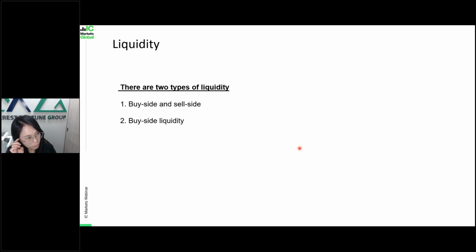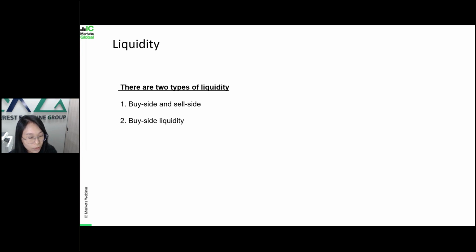So back to recapping liquidity. There are two types of liquidity, buy side and sell side. Buy side liquidity represents the level on the chart where short sellers have their stops positioned. Sell side liquidity is just the opposite. It represents the level on the chart where long bias traders will place their stops.